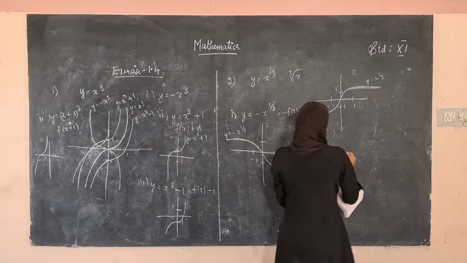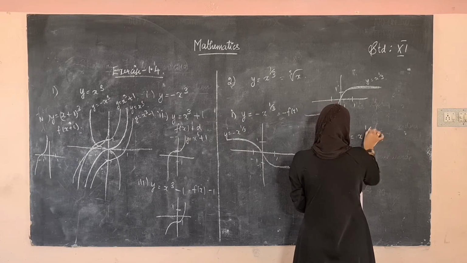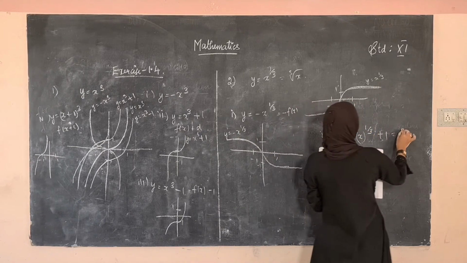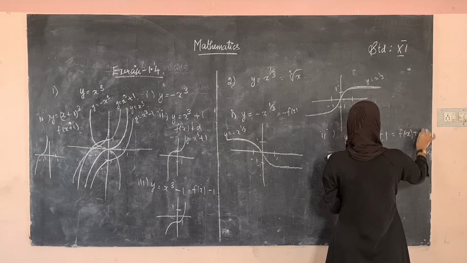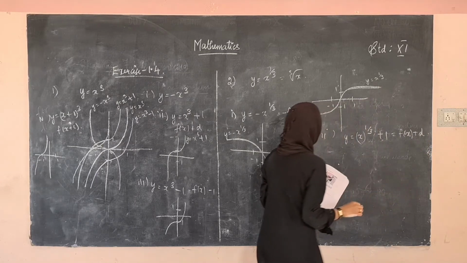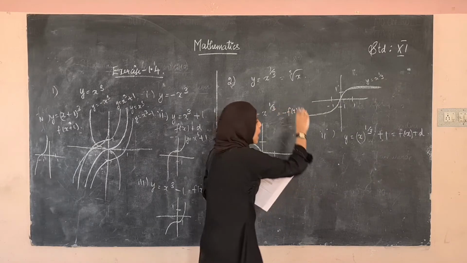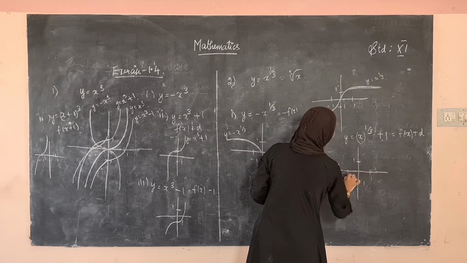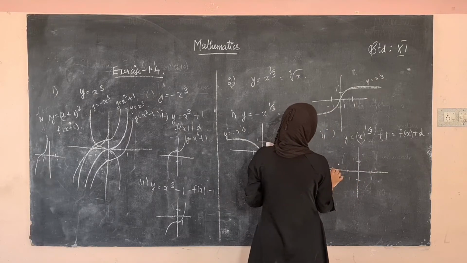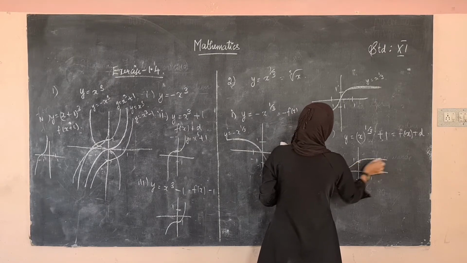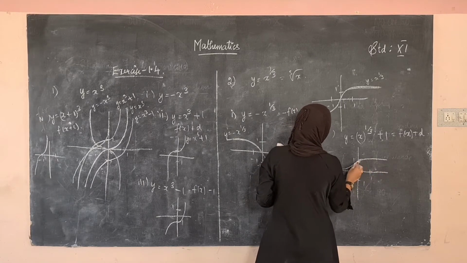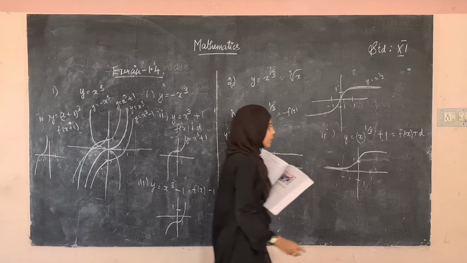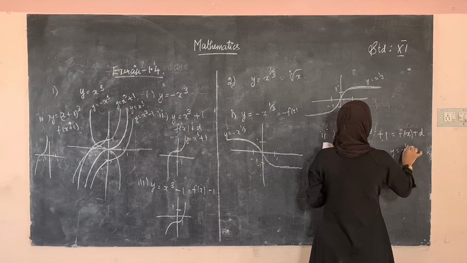Now the second one is y is equal to x power 1 by 3 plus 1. Okay, it is in the format of f of x plus d, right? Then what happens? The graph is shifted 1 unit upwards. So the graph will be like this. This is the graph of y is equal to x power 1 by 3 plus 1.